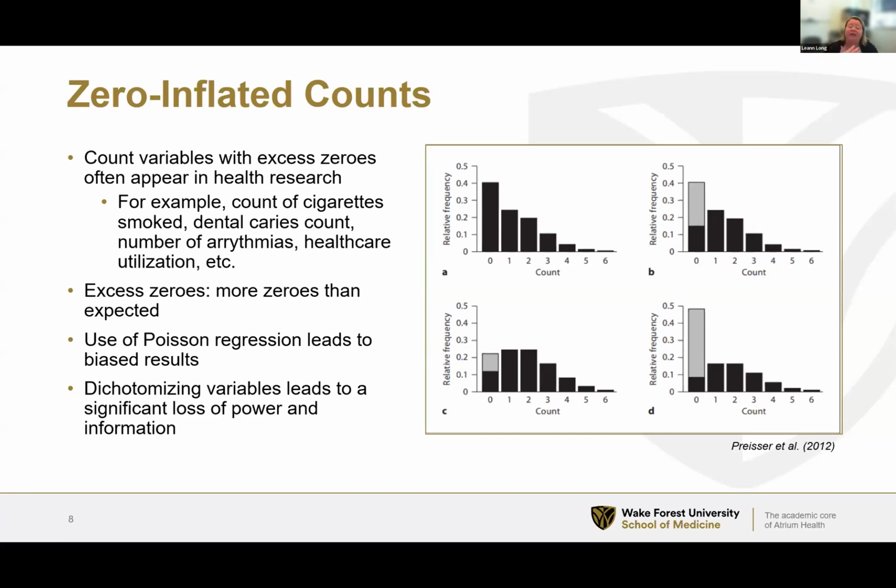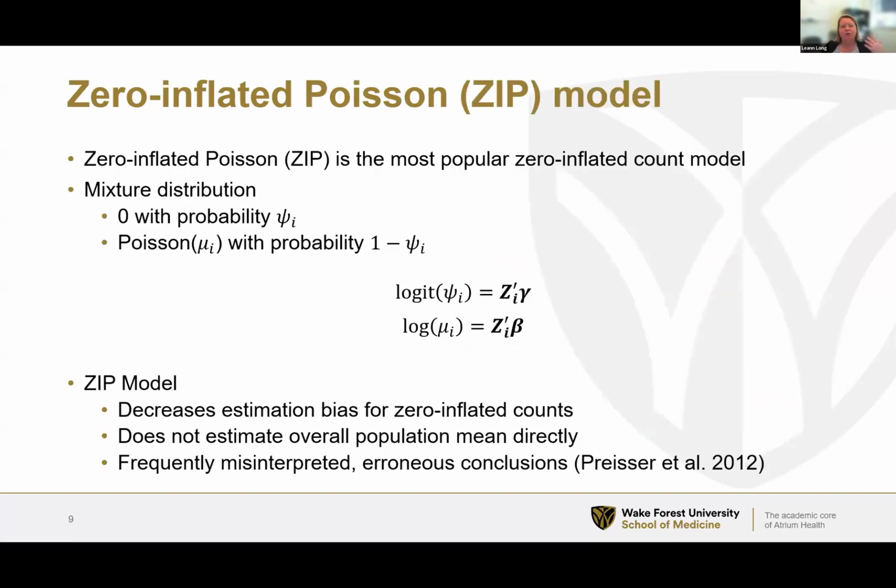And so if you have a lot of zeros that don't fit your modeling distribution, which you can find, like if you use Poisson and you shouldn't have, you'll have biased results. Okay, and what a lot of people do with zero-inflated variables is just dichotomize them. What we know as statisticians is that you lose information and power that way. So many years ago, the zero-inflated Poisson model was proposed.